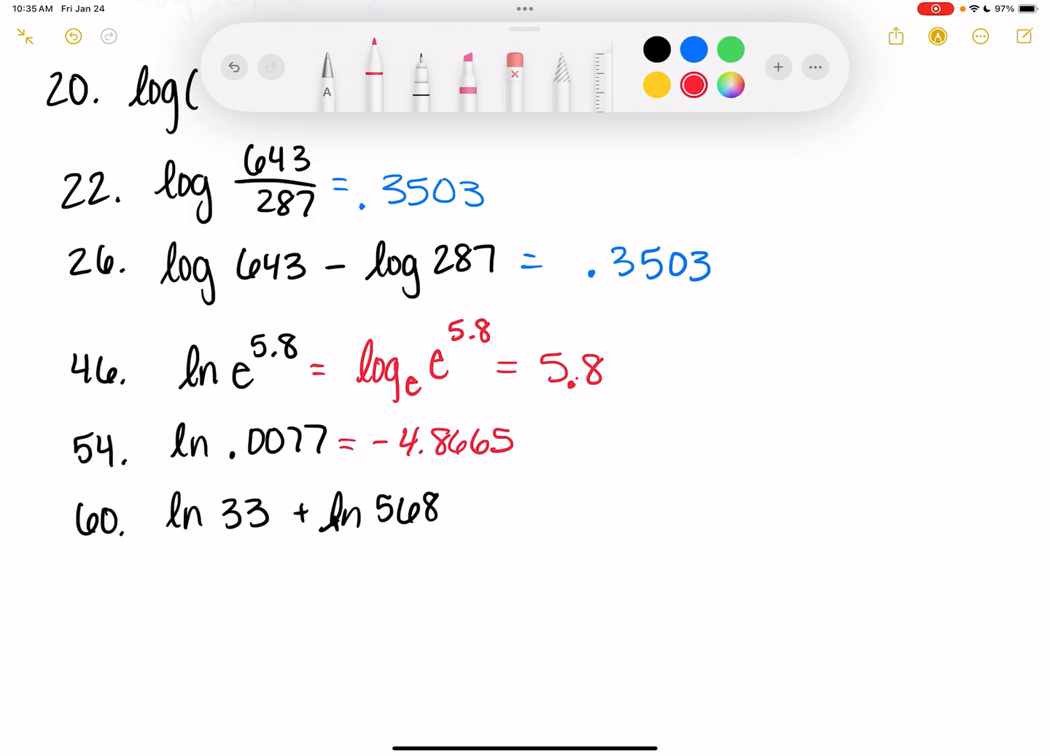And then for 60, we have the ln of 33, close that parentheses, plus the ln of 568. And again, that would be the same thing if we did the ln of 33 times 568. So that one gives us 9.8386.